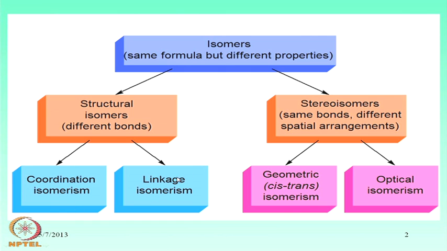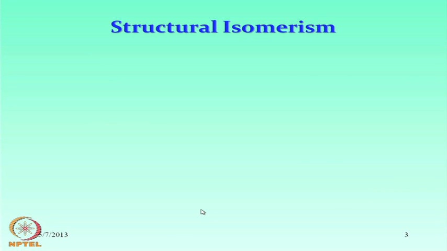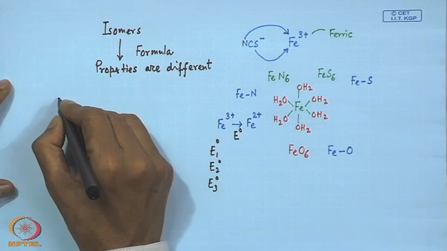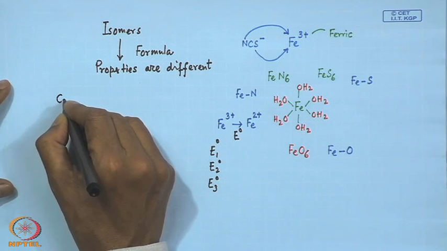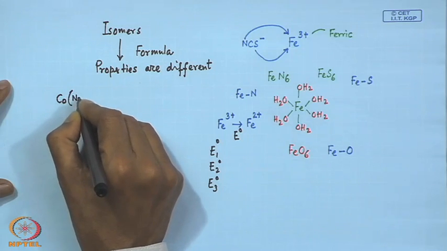Similarly, for linkage isomerism it is also different, and as we have just discussed, the same bond but different spatial arrangement can lead to cis-trans isomerism or optical isomerism. So, first we will talk about the structures. Structural isomerism has a starting point, that is, how we get the corresponding structure of the 3-dimensional molecule which is a coordination compound.